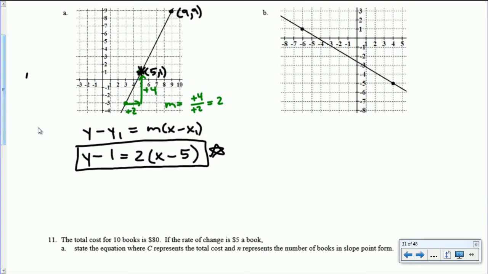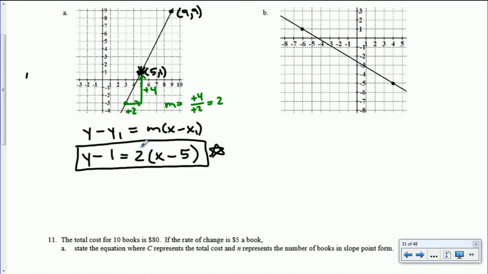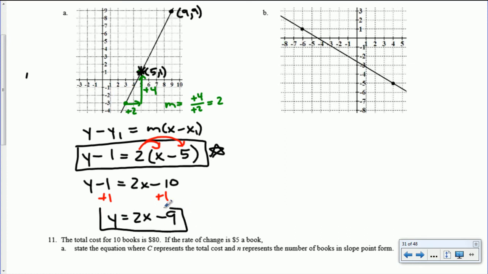Okay, and then we need to convert this to slope intercept form. So we can distribute that in there, giving me y minus 1 equals 2x minus 10. To get this 1 over to the right, I need to add 1 to both sides, giving me finally y equals 2x minus 9. So that's your slope intercept form.